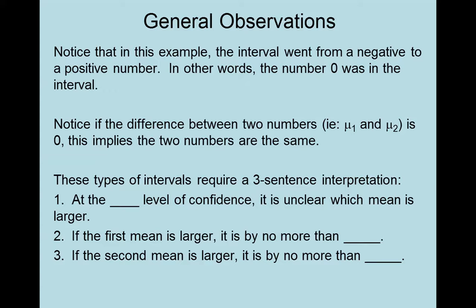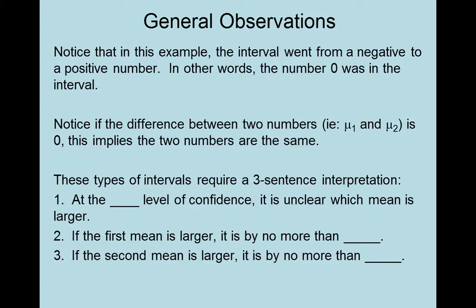In these types of intervals, a lot of times the easiest thing to do is to go with a three-sentence interpretation that just says, at whatever the level of confidence is, it's not really clear which of the two groups has the larger mean. If the first mean is larger, it's by no more than, and that would be your positive endpoint of the interval. If the second mean is larger, it's by no more than, and that would just be the absolute value of the negative endpoint, because you don't want to put a negative number in an interpretation, but that would be the value you'd give for the second mean being larger.